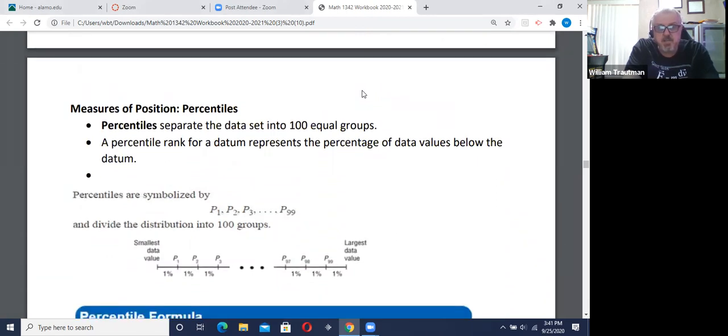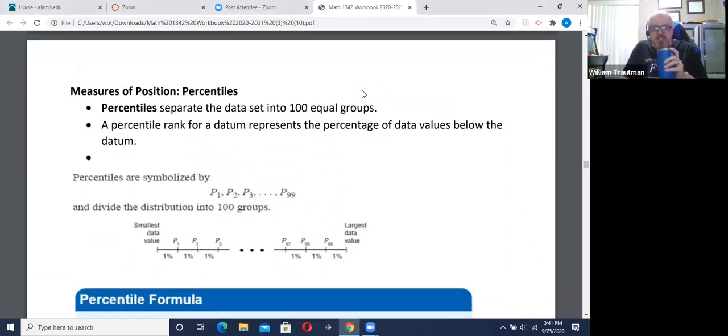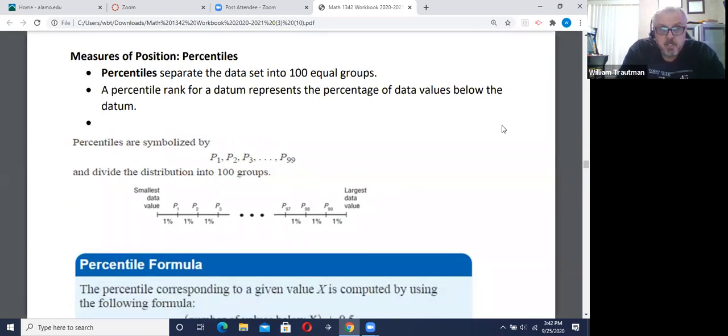Okay, so we have another form of measure of position, percentiles. If you've taken the SAT, they tell you you're in the 90th percentile. 90th percentile means you did better than 90% of everybody else. You're in the top 10%. So if you're in the 50th percentile, half the people did worse than you, half the people did better. You're right there in the middle. Percentiles go to 100%.